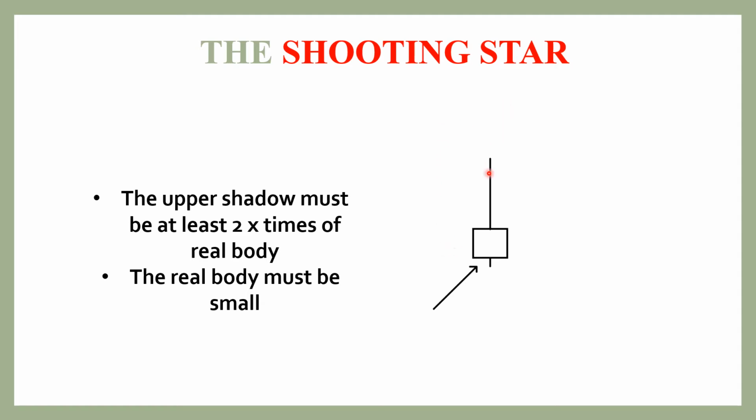See, this is the shooting star. It looks like this, and it forms after a nice uptrend. This box is called the real body. This is called the upper shadow. This wick is called the lower shadow. Whatever candle you are seeing here, this is a shooting star candle.